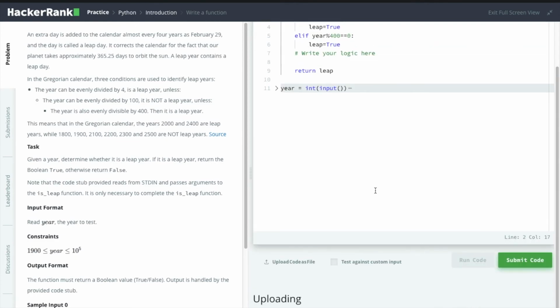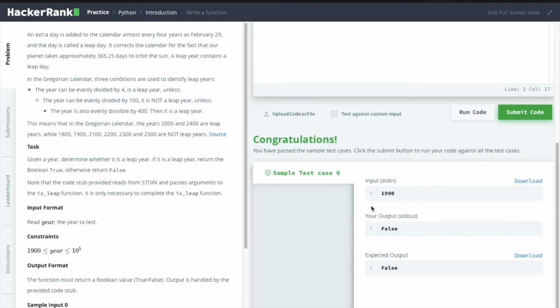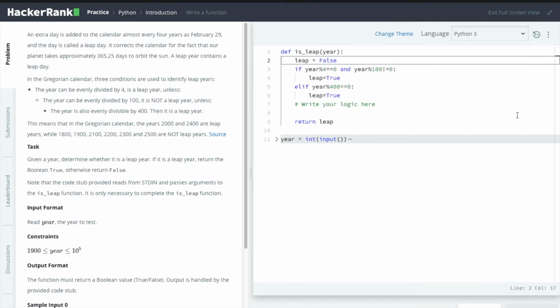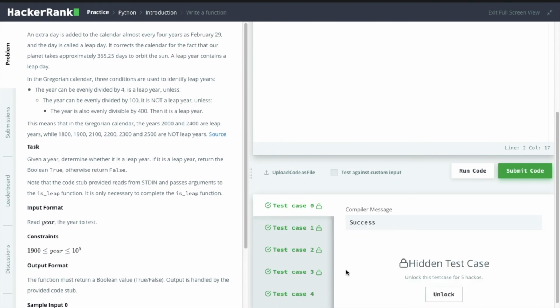Now let's test our sample test cases. Yeah, our sample test cases passed. Now let's submit the code. Yes, all our test cases passed.